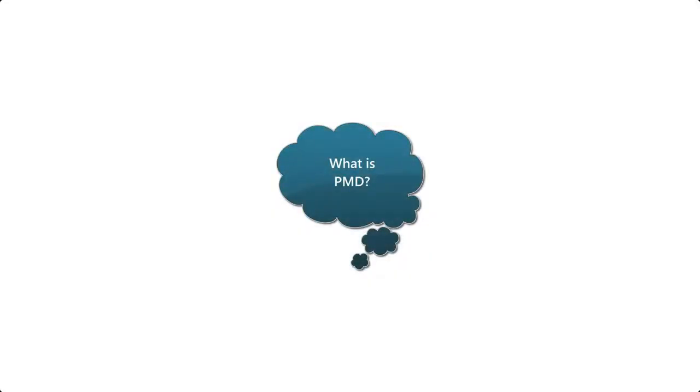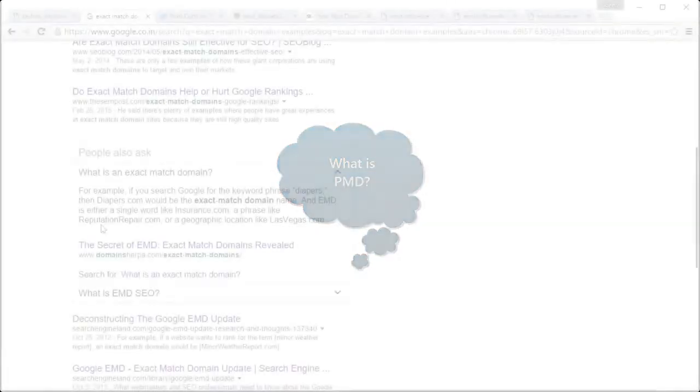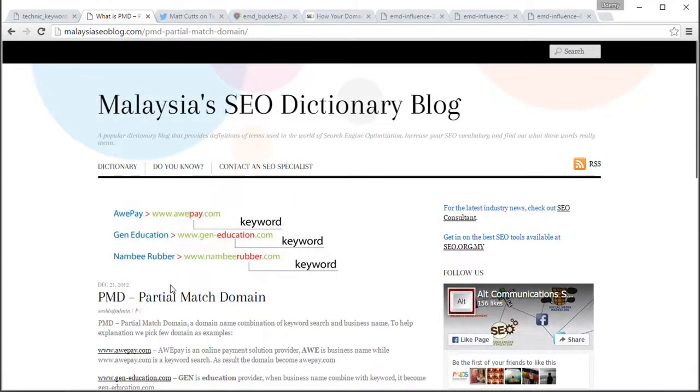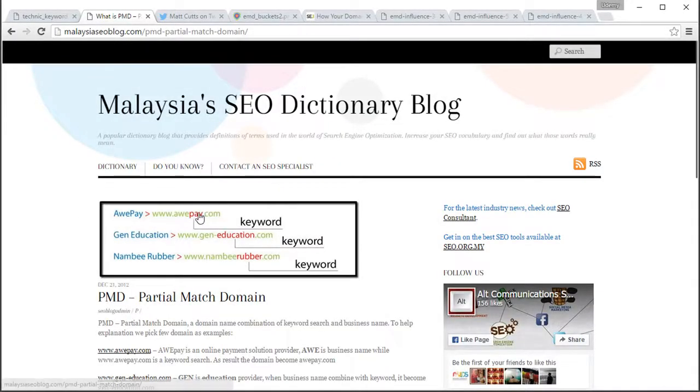PMD is partial match domain. Let's have an example for partial match domain. Here the keyword is pay and the domain name is paypal, where pay is half of the domain name. Since it's partially matching with the keyword, it's called partial match domain.